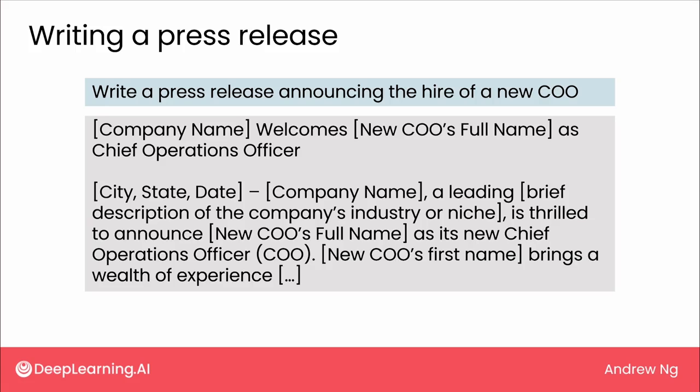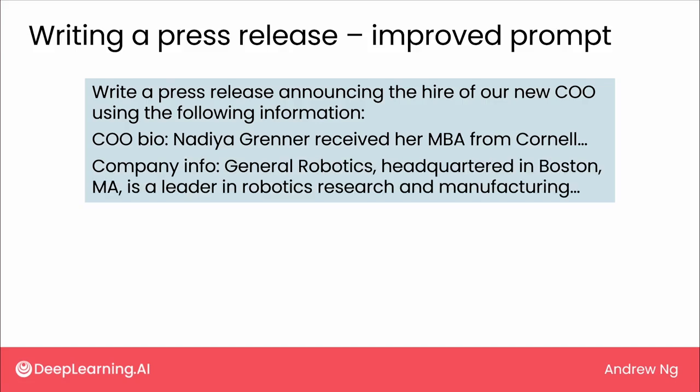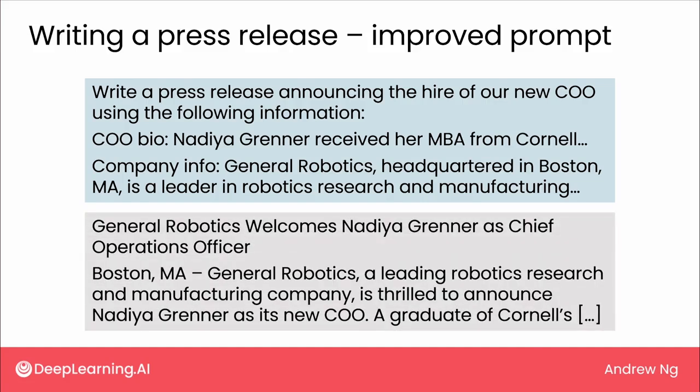You may realize that you wound up with a very generic press release and decide to update the prompt to give it more information. And so if you were to prompt it and say, use the following information for the press release. This is a CEO bio. This is the name of our company and some details about our company. Then it will write a much more detailed and insightful press release specific to the CEO's joining this company.